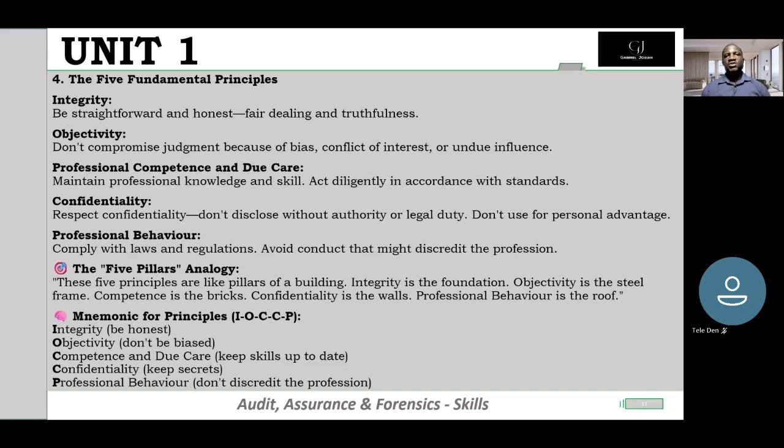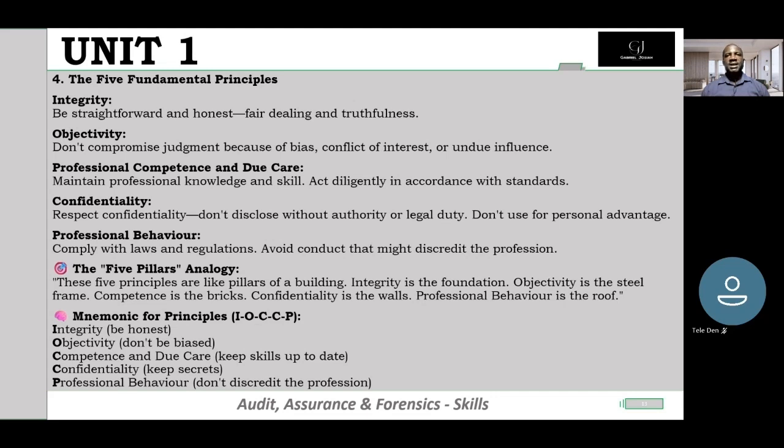Be honest, be straightforward, and the first is integrity. Integrity means to be honest and to be straightforward, fair dealing and truthfulness. An accountant must not be associated with information that he believes is false or misleading. The next principle is objectivity. Don't compromise judgment because of bias, conflict of interest, or undue influence. The accountant must be fair and impartial.